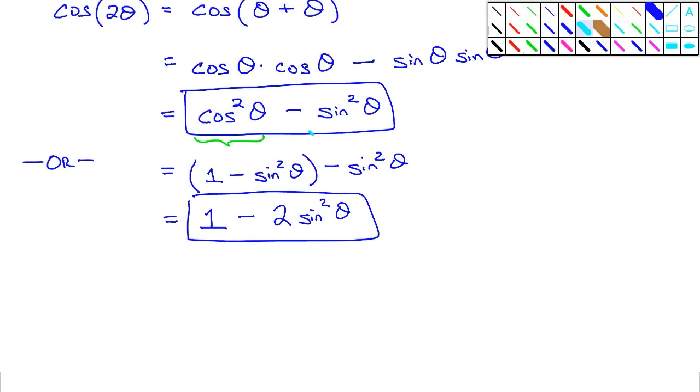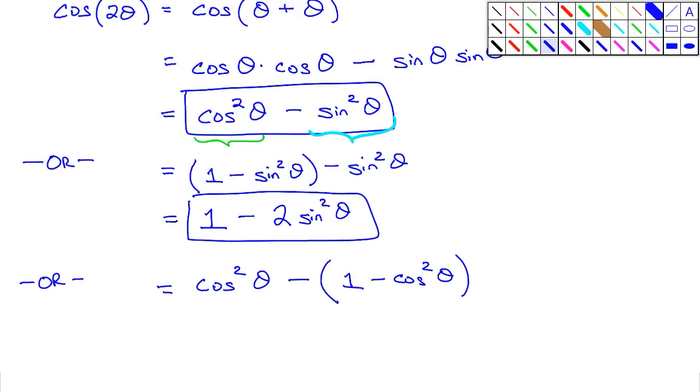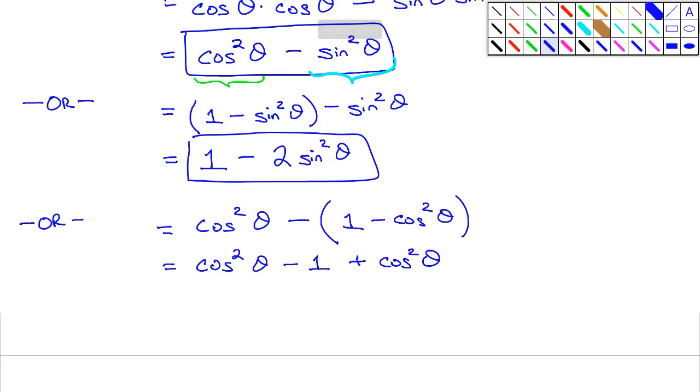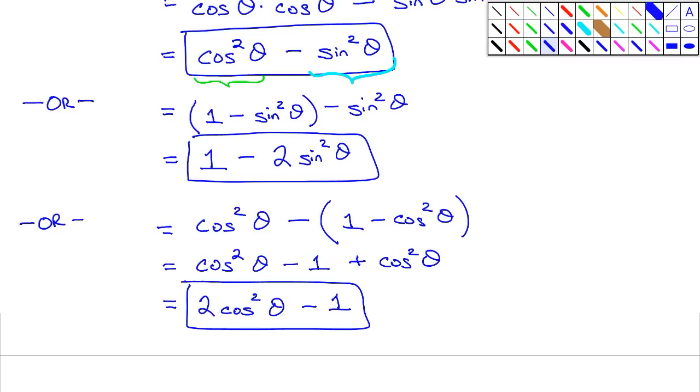Or we can take the original one here and sub out sine squared with the Pythagorean identity. And that produces cosine squared theta minus, parentheses, 1 minus cosine squared theta. Distributing the negative gives me cosine squared theta minus 1 plus cosine squared theta. And that's equal to 2 cosine squared theta minus 1. And that's the other one. So these are the 3 formulas that you can use for cosine of 2 theta.